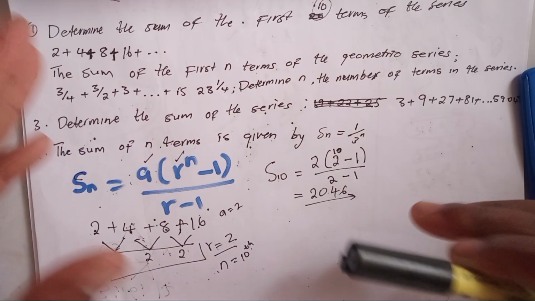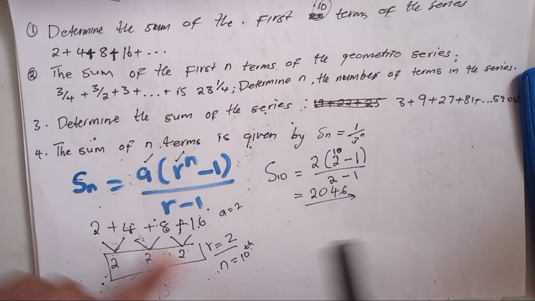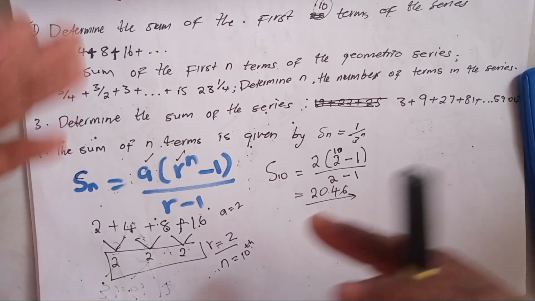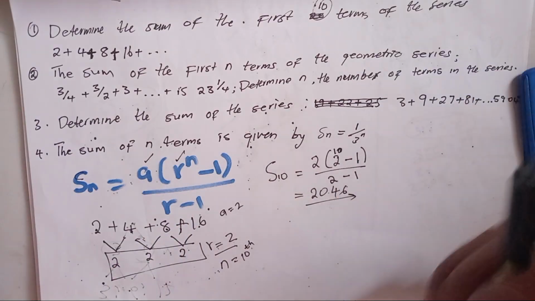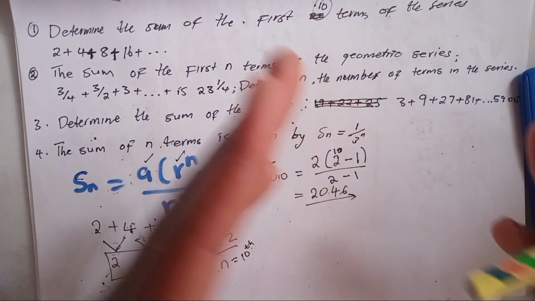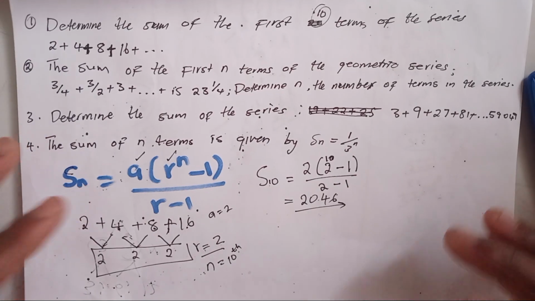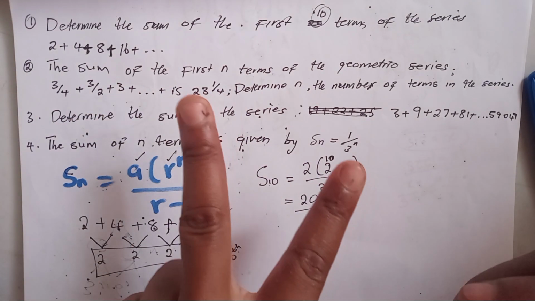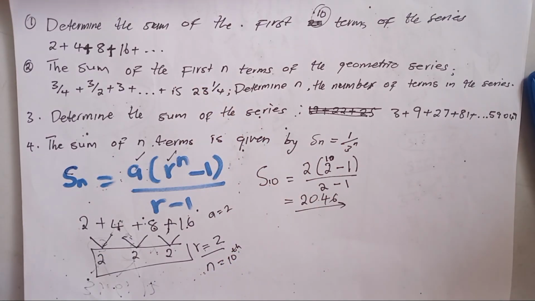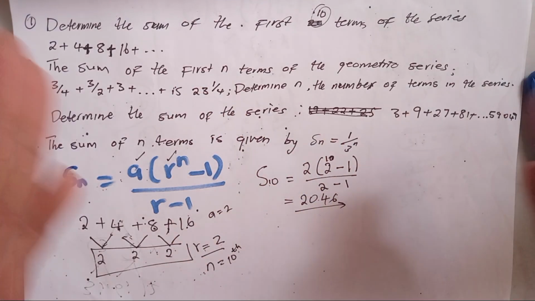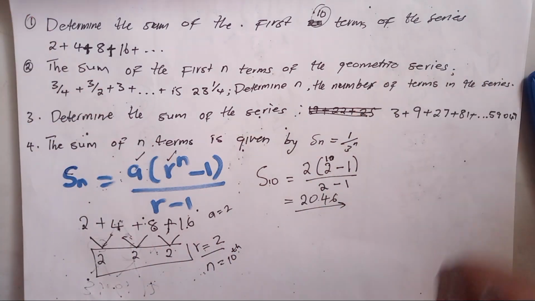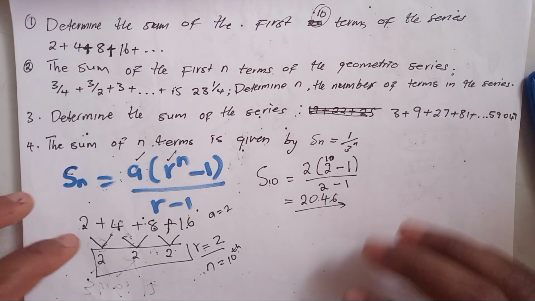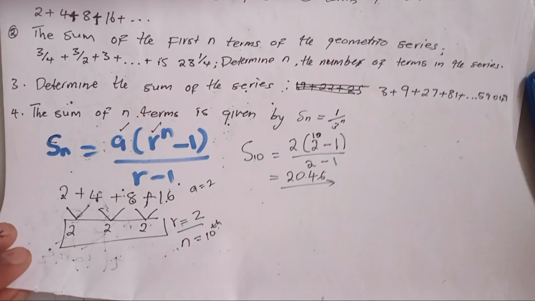Guys, whenever you have a question that involves the sum, always stick to this formula. Try to find the type of the series that we have. Remember, I've told you in the previous video that we have only two sums that we'll be focusing on, which are the arithmetic and the geometric series. So these are the two things that you should focus on. So let's try and work on the next question.